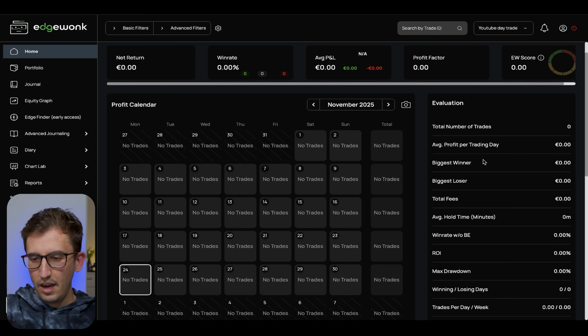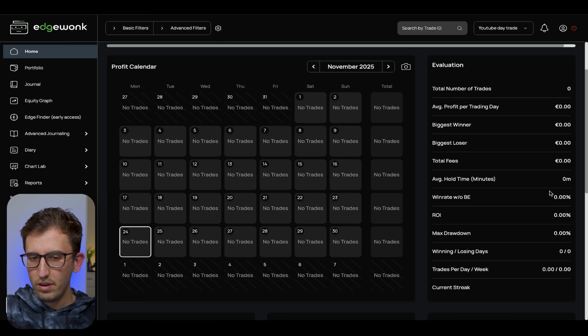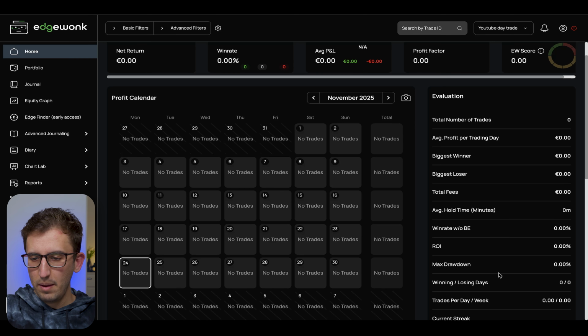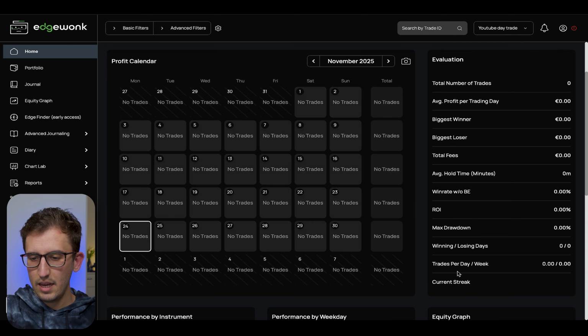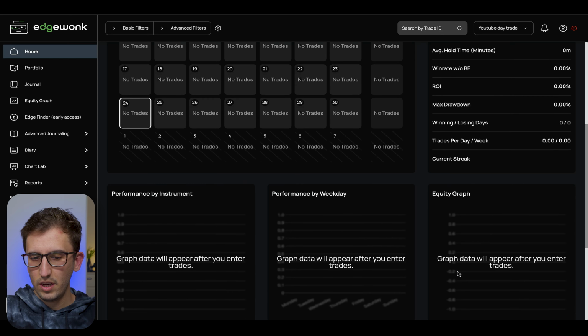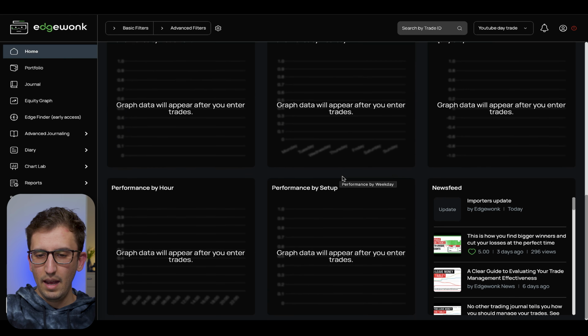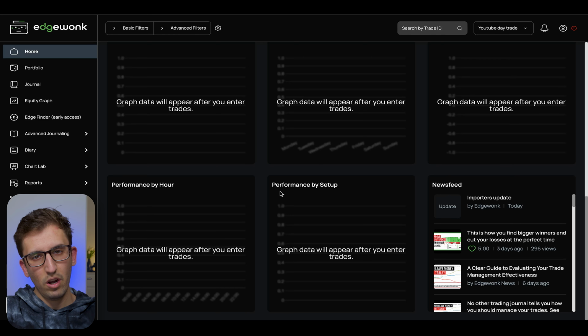And then you can see here, it gives you the total number of trades that you've tracked, biggest winner, biggest loser, win rate without break even, because the win rate over here includes your break evens, your ROI, max drawdown, winning to losing days, trades per day a week, current streak. And you can also see performance by instrument, performance by weekday, and performance by setup if you've got a lot of setups, and even performance by hour.